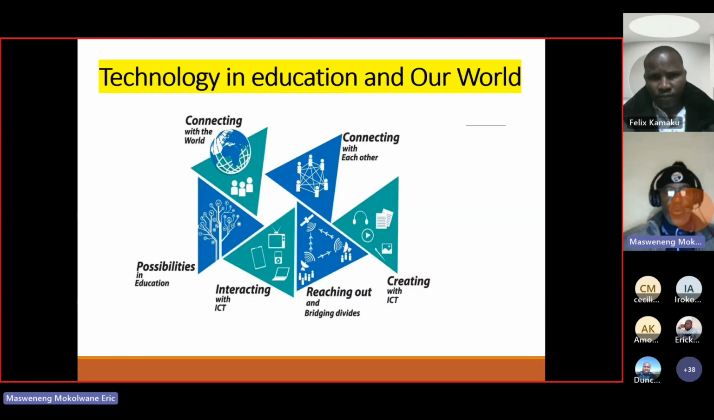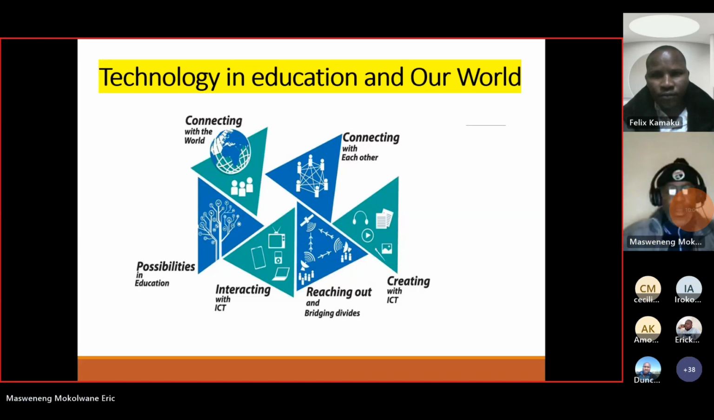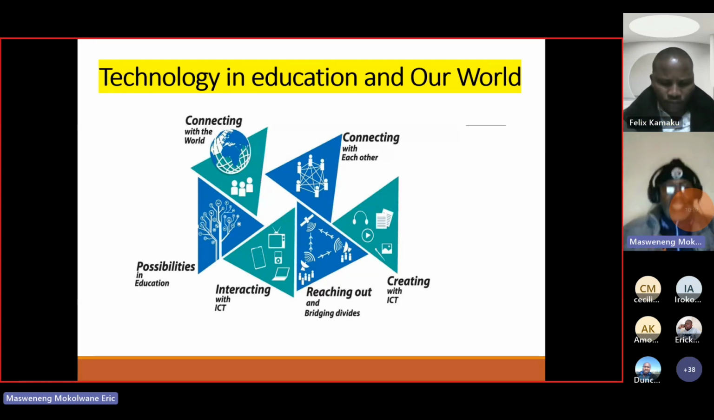Now, since we are in the fourth industrial revolution, technology enhances inclusive learning. And how does it do that? Through technology, we are able to connect with one another. We are able to connect with the world. We are able to create with ICT. We are able to reach out and bridge the digital divide. We are able to interact like we are doing now. We are able to also bring about possibilities in education.